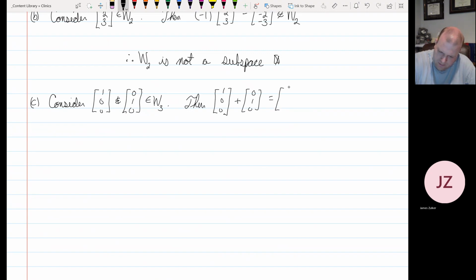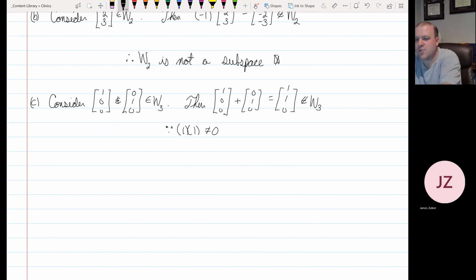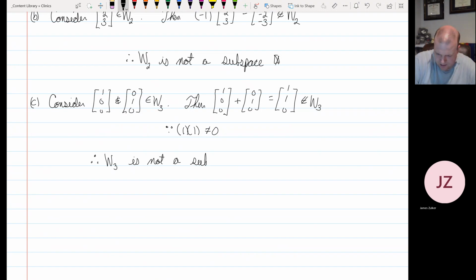We get the vector 1, 1, 0, don't we? But this can't be in W3 because 1 times 1 does not equal 0. So this one is not closed under addition, right? So W3 is not a subspace.